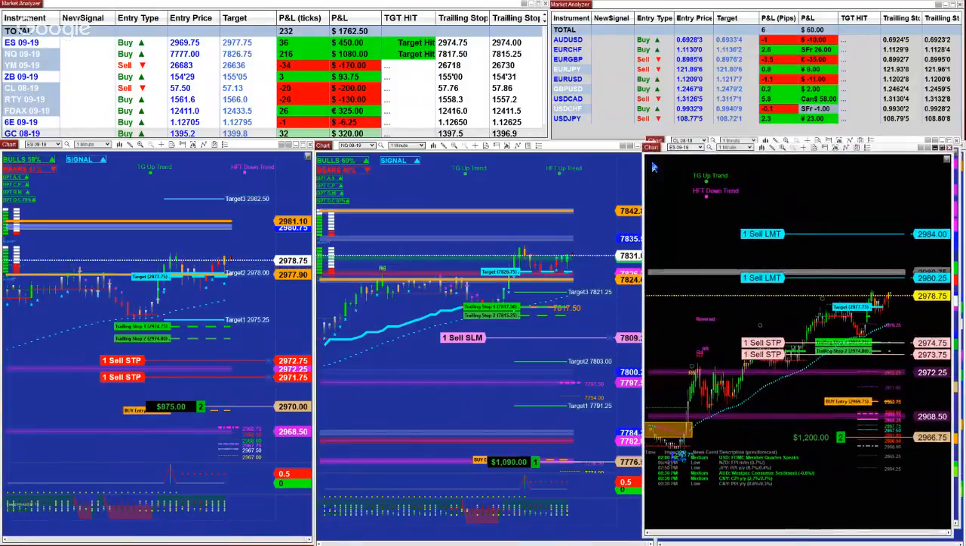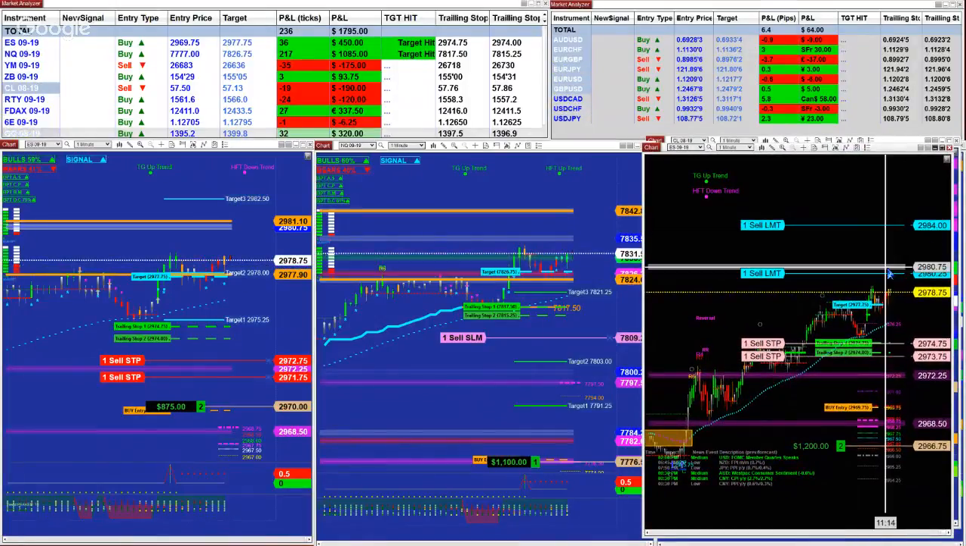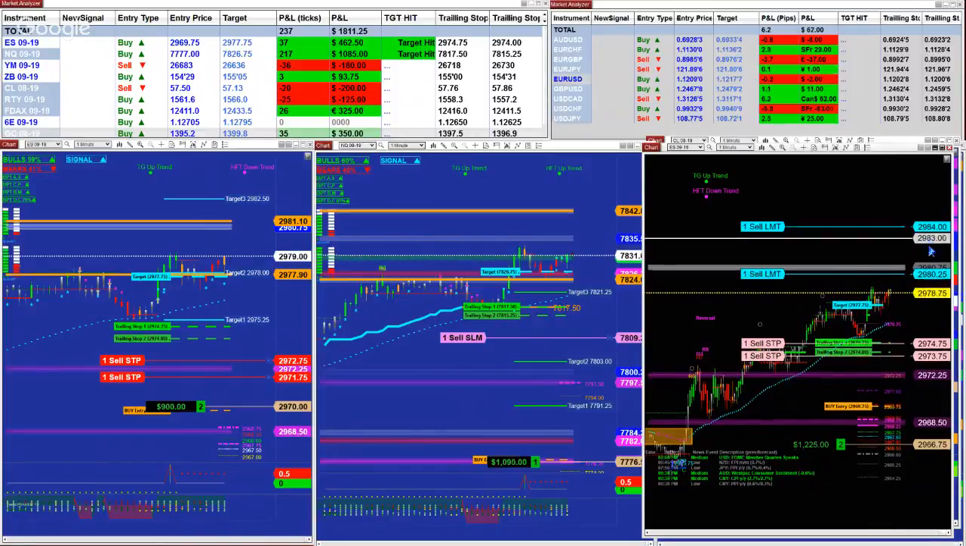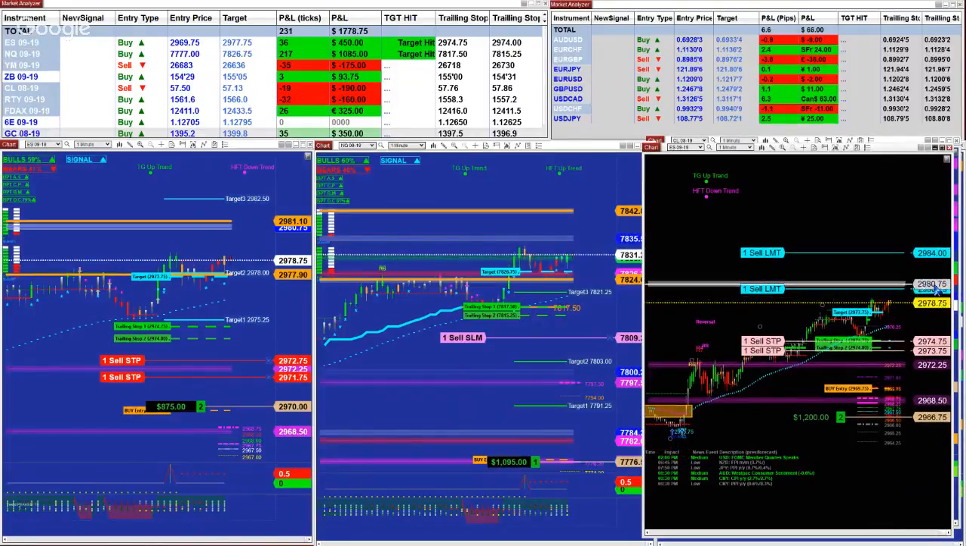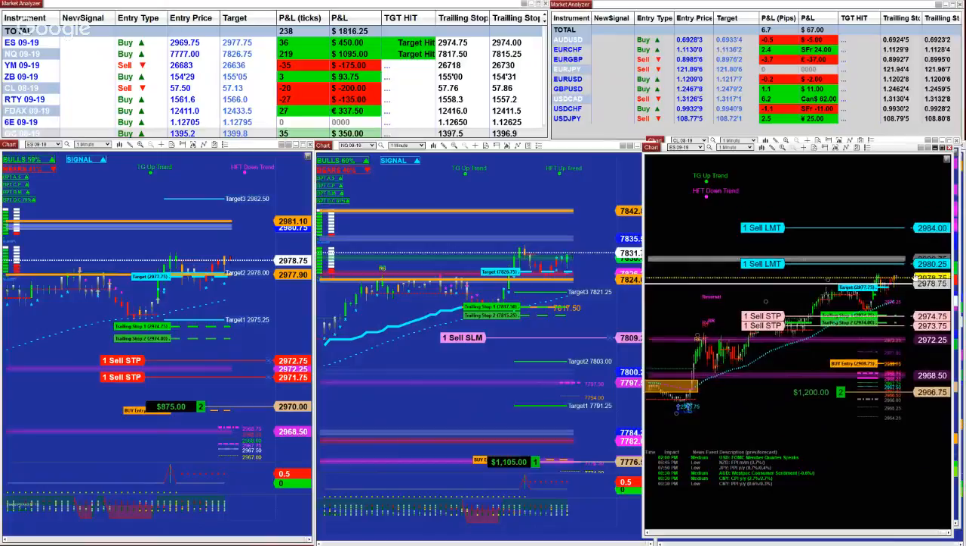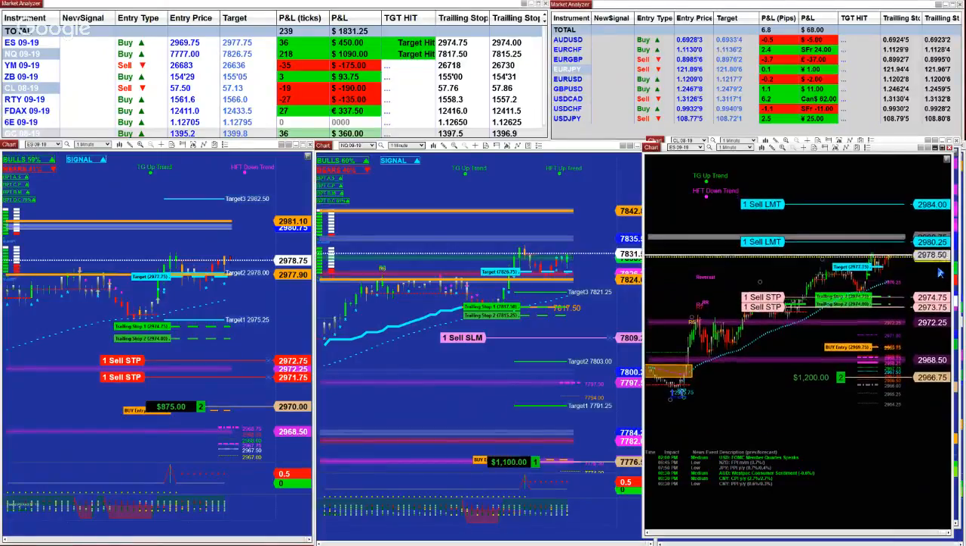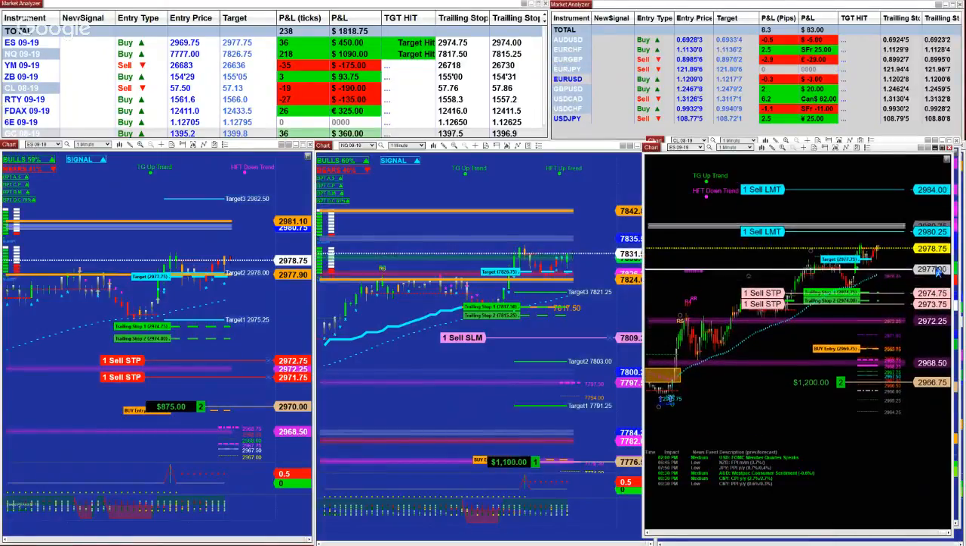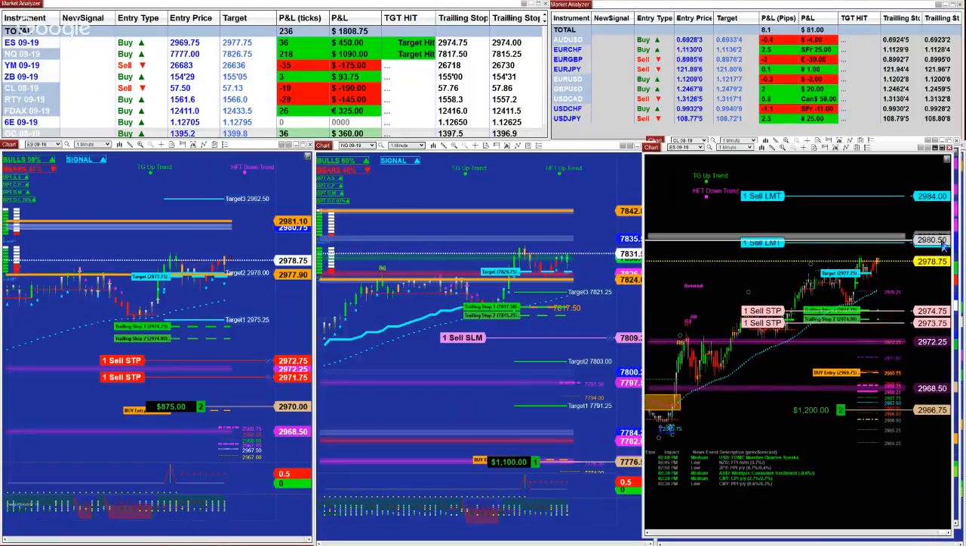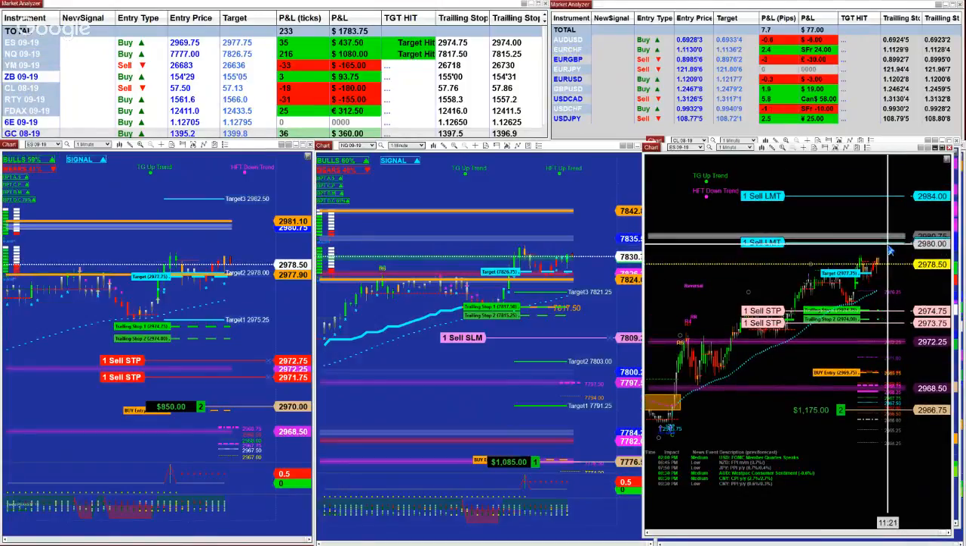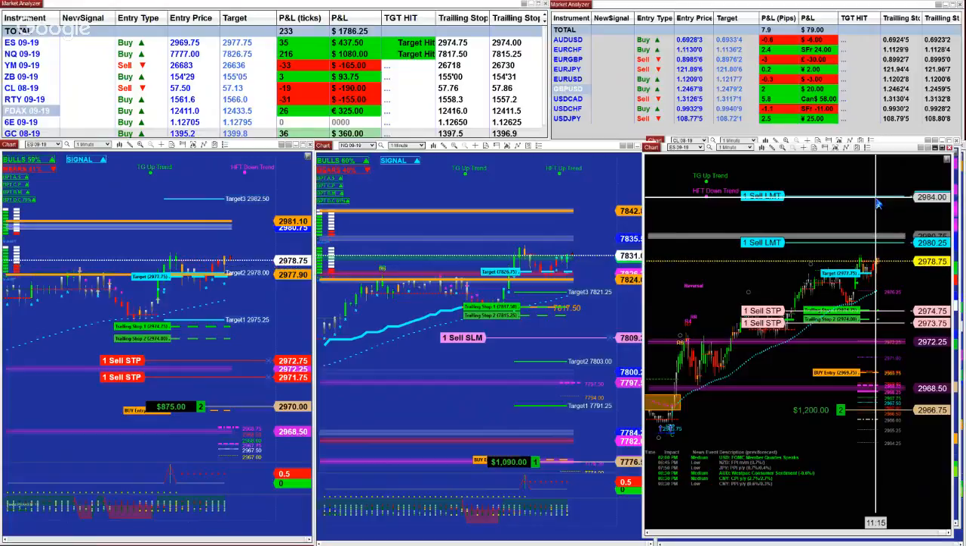This is it. 80 on the ES, 80 level. You can close both trades on 80.25, or you can close one and leave one as a runner if you want to, but it is over.